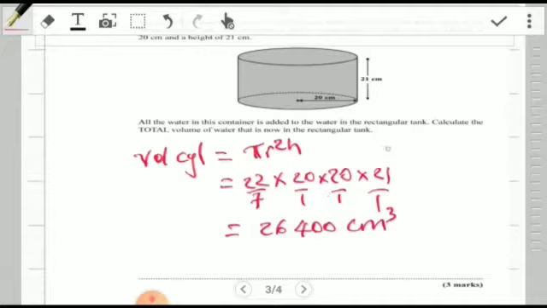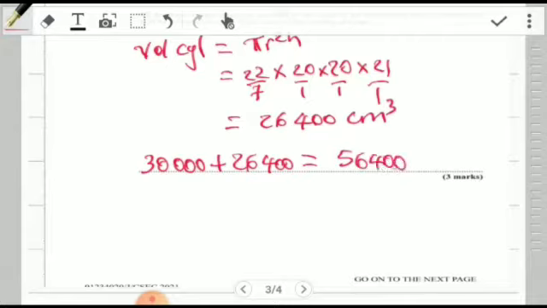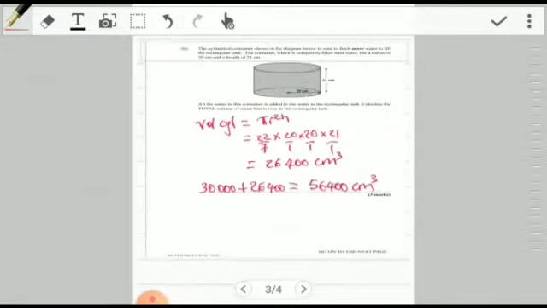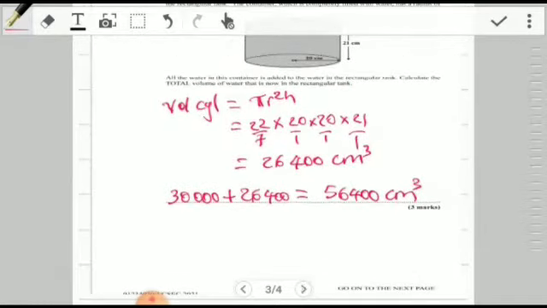All right, so here's the question. All this water in the container is added. This is for the cylinder, but the total water now will be added to the 30,000. So we're looking at a total of 30,000, which is from the rectangular tank, plus 26,400. And this is going to land us at 56,400 cm cube. So this would have been the total water in the tank when this cylindrical container is filled and poured into the tank that we had before. All right, good. Let's go to the next question.